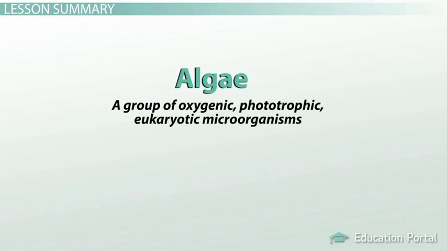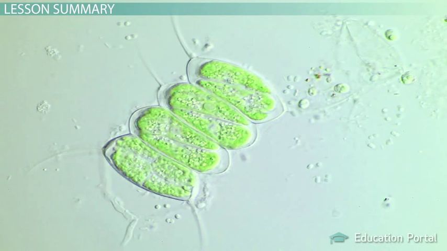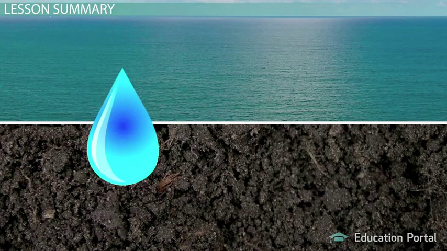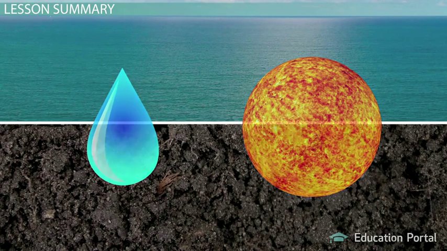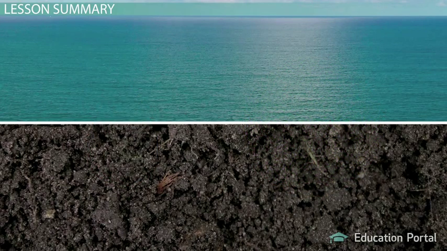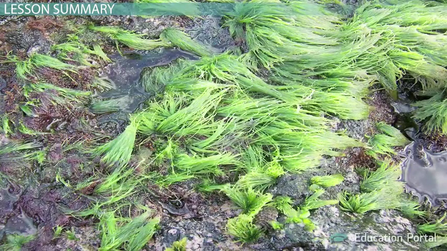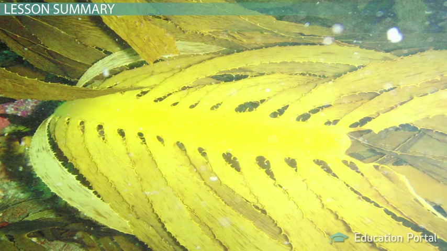Let's review the world of algae. Algae are a group of oxygenic, phototrophic, eukaryotic microorganisms. Algae have a nucleus, exist as microscopic cells, and generate oxygen through photosynthesis. The majority of algae use chlorophyll A as the dominant photosynthetic pigment. Algae can live in nearly any environment as long as there is moisture and adequate sunlight for growth. This can include natural and artificial water sources and moist soils. Algae can grow as single cells, long filaments, or huge aggregates, but there's no tissue differentiation in algal colonies.